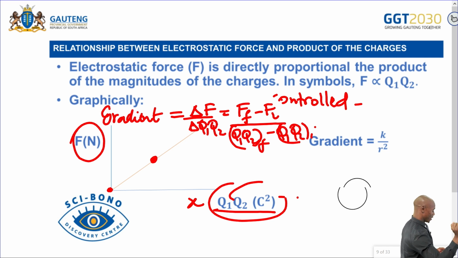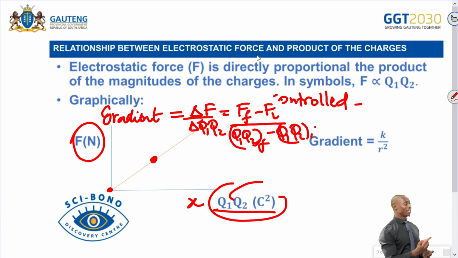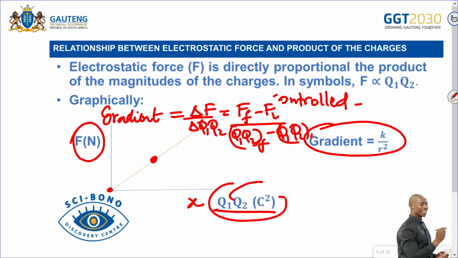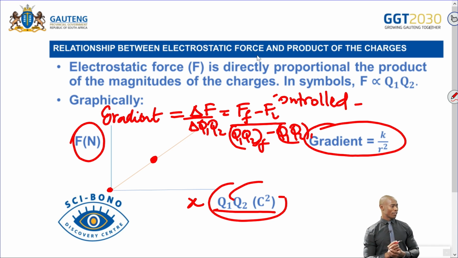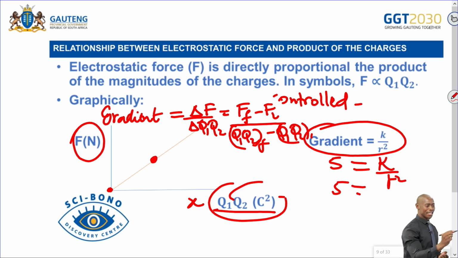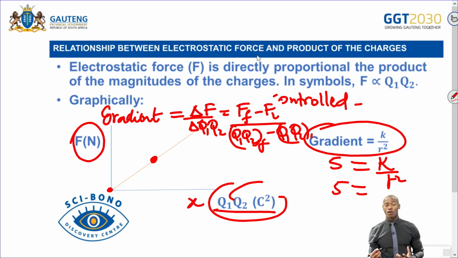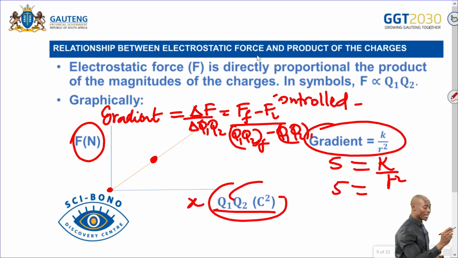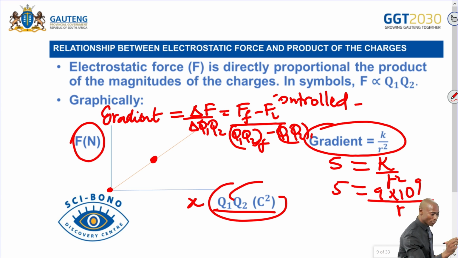Then after calculating the gradient, let's say the gradient that you get here is 5, right? So the gradient is k over r squared. So the gradient is 5, for example, all right? Then equals k over r squared. So it will be 5 equals, what is k? K is a constant. The constant is there on your data sheet, and according to your data sheet, your k is 9 times 10 to the power 9, over what? What is your r? It's what we are looking for.